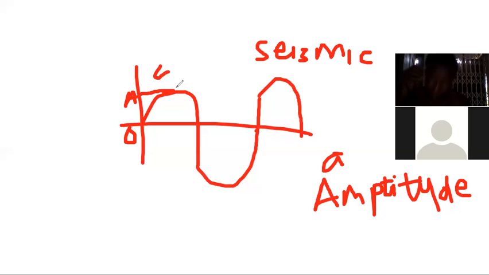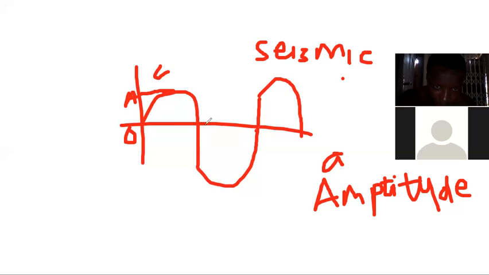Now, after amplitude, we are going to talk about period, or time. When we talk about period, we simply mean the time required for a particle to perform one complete cycle, or to complete an oscillation. So the time it takes a particle to make one complete cycle.